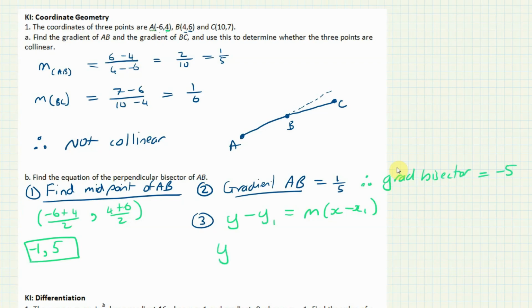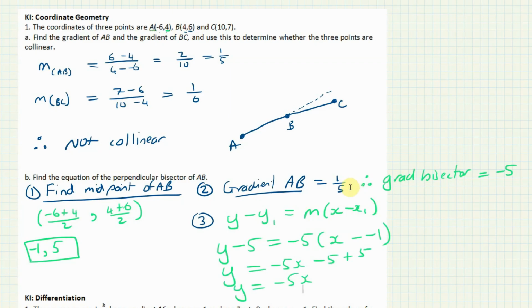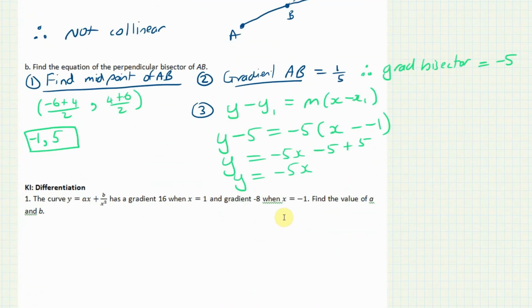So now we can fill this in. Y minus 5 equals negative 5, our gradient, into x minus minus 1. What do we get? Y equals negative 5x. Now this negative 5, it's minus 5 plus 5. There we go. I think y is equal to negative 5x. Okay, I skipped a couple of steps there. Hopefully that makes sense. Slow it down. I'm sure you can figure that out at your level.